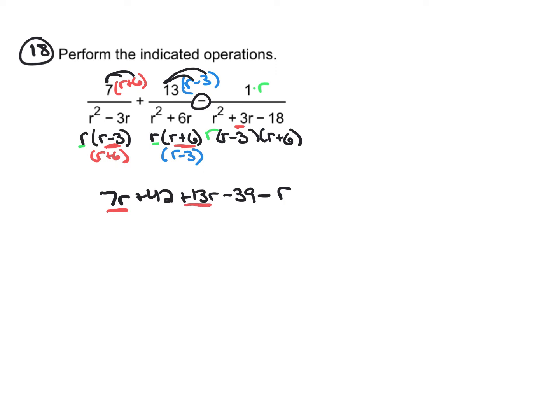7r plus 13r is 20r, minus 1r. So that's 20 minus 1 is 19r. Positive 42 minus 39 is positive 3. And my bottom is r times r minus 3 times r plus 6. Since 19 and 3 have nothing in common, I'm done.